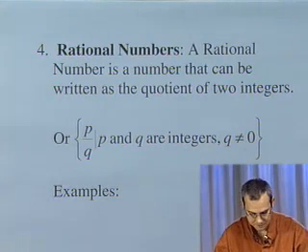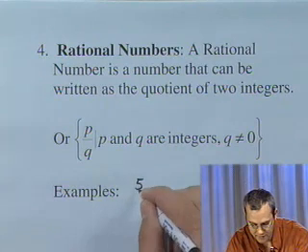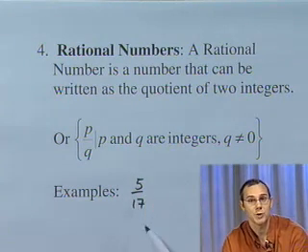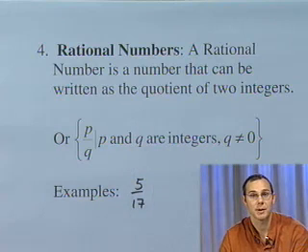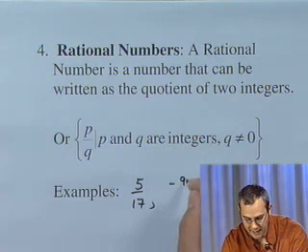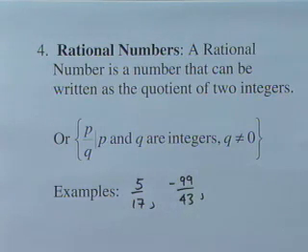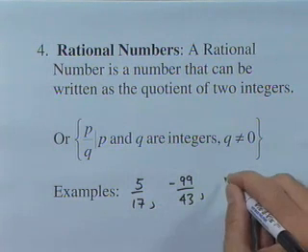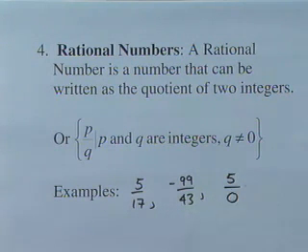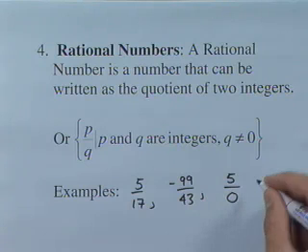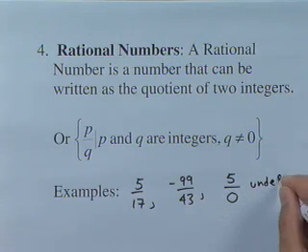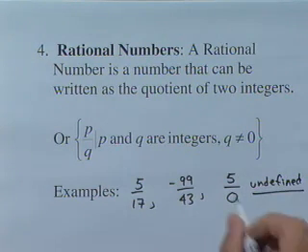Let's look at some examples. 5 over 17. That's the quotient of two integers, so that is, by definition, a rational number. Negative 99 over 43. That's an integer over an integer, therefore that is a rational number. Note, 5 over 0 is not a rational number. We can never have 0 in the denominator here, so the number 5 over 0 is what we say is undefined. Anytime we take a number divided by 0, it's an undefined value.